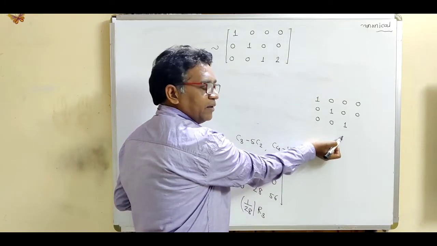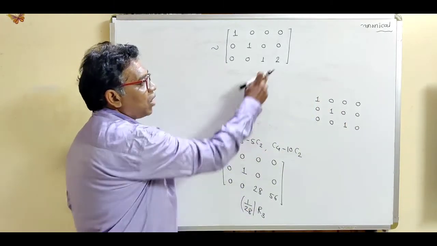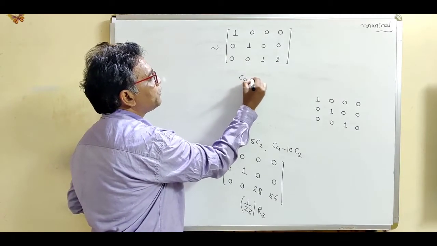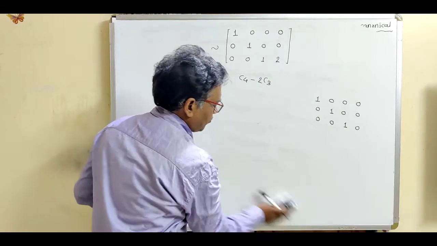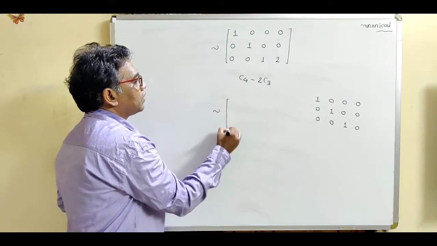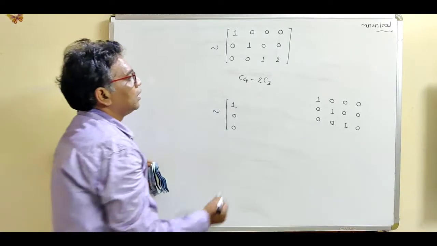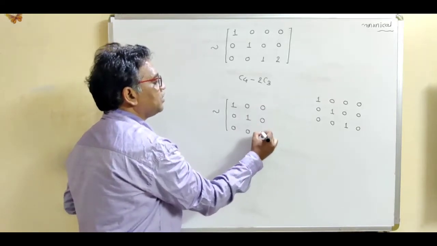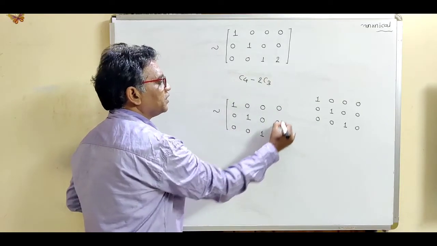Now there is no lower element, so make this entry equal to 0. So how to get this equal to 0? Just perform the column operation C4 minus 2 times C3. So write down this equivalent matrix. First column as it is: 1, 0, 0. Second column as it is: 0, 1, 0. Third column, this is 0, 0, 1. And what is the fourth column? This is 0, 0, 2 minus 2. This is the 0.